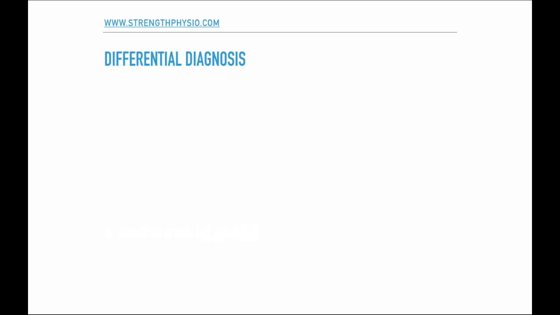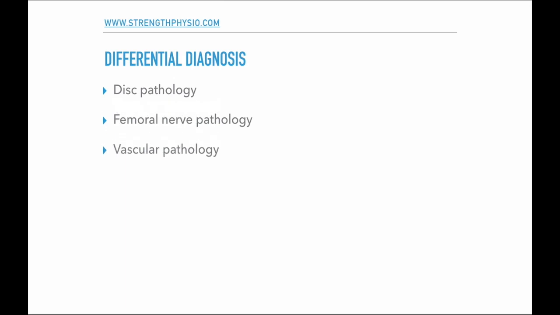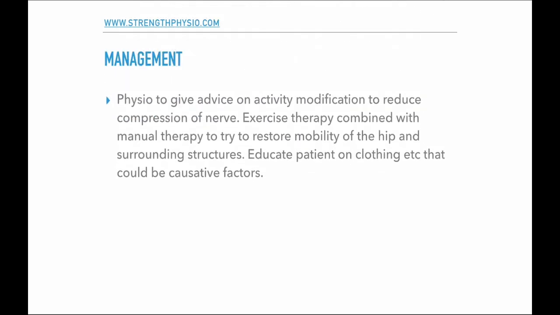The differential diagnosis in this sort of condition, we've got disc pathology obviously coming from the lower back, we've got femoral nerve type pathology or femoral nerve tension type pathologies, and potentially some sort of vascular problems. So you want to ask about general health and make sure that there's none of those issues going on with the patient as well.